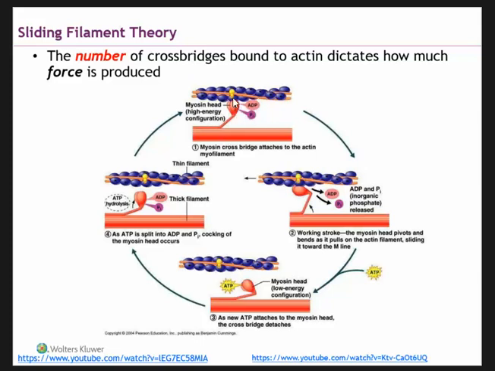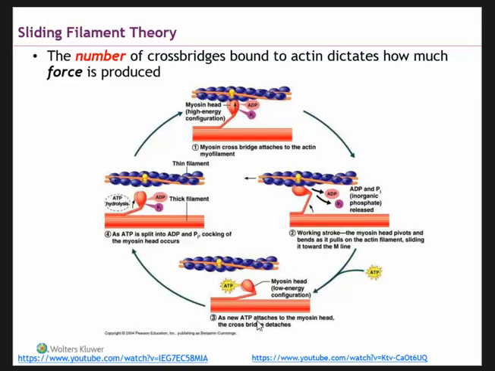All right, so it attached, and now we see here's the working stroke. So here's that pivot. Now ADP and phosphate are released, so they break off. The myosin head pivots and bends as it pulls actin towards the middle, so sliding towards the M line. And then look over here. Here comes an ATP. So another ATP molecule comes in, and that's what causes the release. So a new ATP attaches to that head, and now the myosin head, or the cross bridge, can detach. It can break off of the actin.